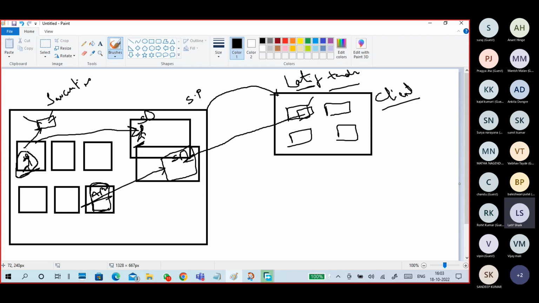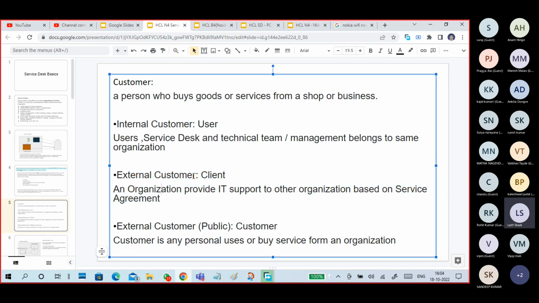An internal customer is located inside your organization. An external customer is located in another organization, and it is a deal between one organization and another organization, not an individual person. That's why this organization is a customer. I'm the service provider, and this organization is the customer, also called a client. So this is called external customers.